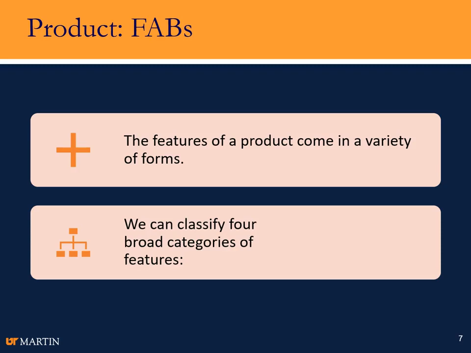Let's get into the FABs. These are features, advantages, and benefits of a product. Salespeople tend to use features, advantages, and benefits as a tool for selling products. So features come in a variety of forms. We can classify them in four broad categories. Those are function, design, quality, and experience. Let's go through each one of those in some detail.